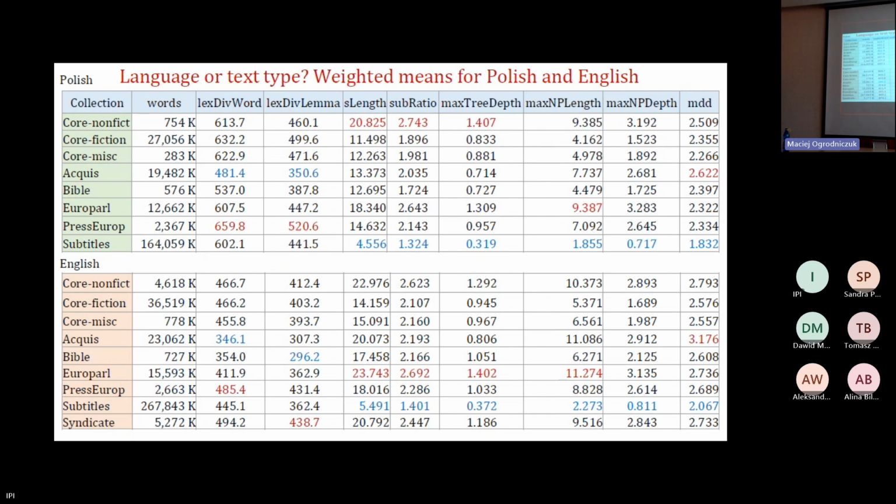So without applying too much sophisticated statistics, you can already see something in here. The languages, of course, do differ, but the text types within those languages may differ a lot more. There is a strong correlation, just looking at it, between the Polish and English text types here.